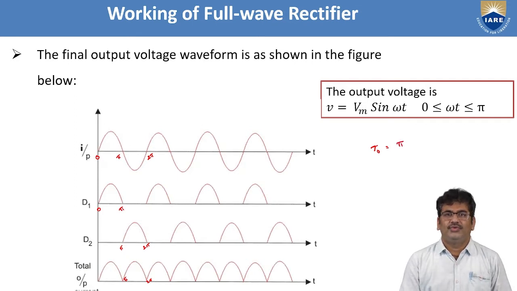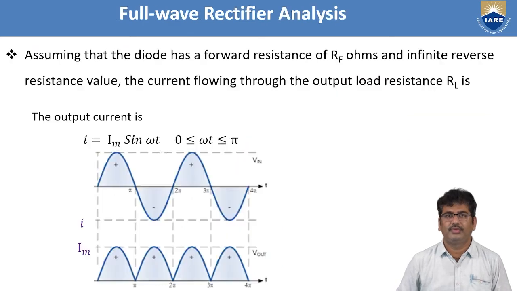So, for a half wave rectifier, the time period is 2 pi, whereas for a full wave rectifier, the time period is pi. This is one major difference.